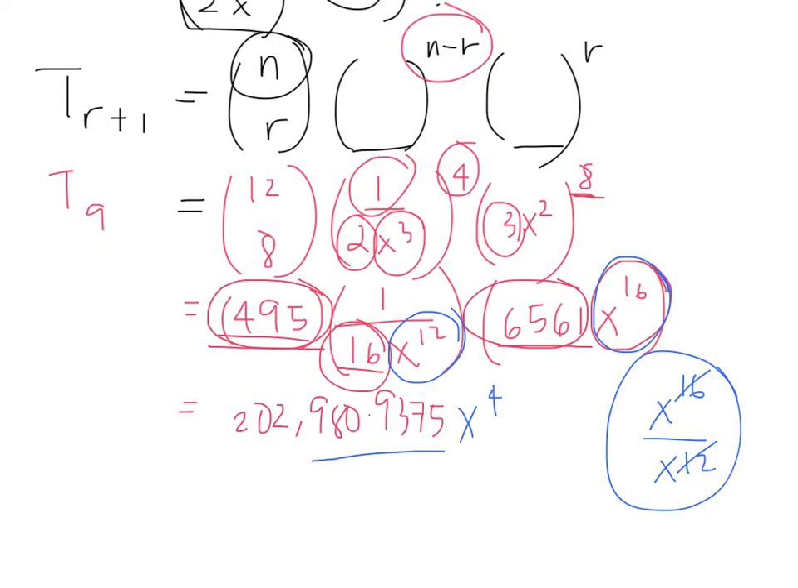So this is in decimal form. You can write this in fractional form. If you have a calculator with a natural display, you can have this as a fraction. But this is acceptable: 202,980.9375 x to the 4. Clear? Okay, that's it.